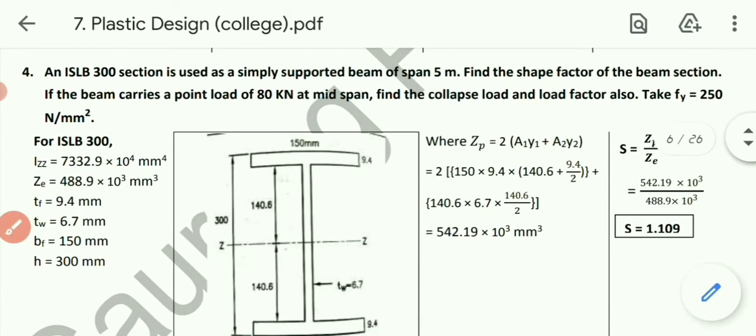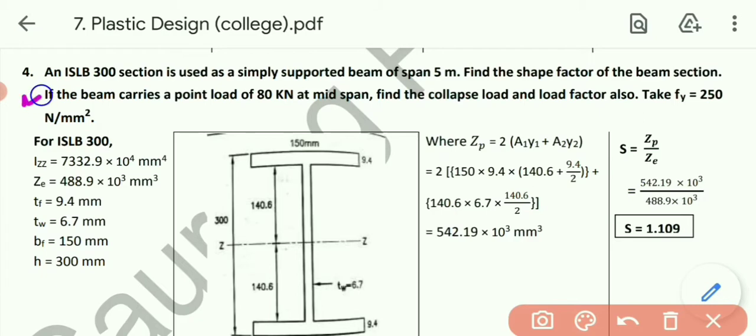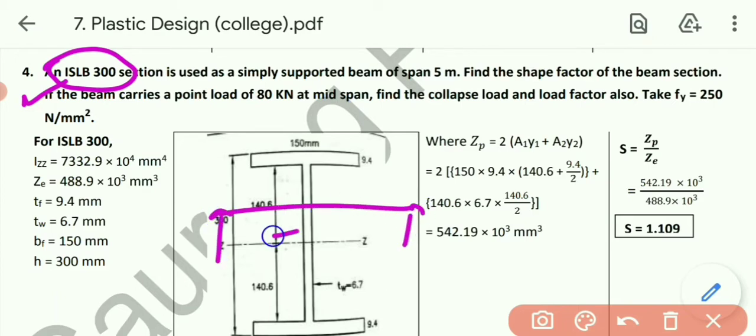So let's solve the sum. Example number 4. An ISLB 300 section is used as a simply supported beam of span 5 meter. ISLB 300 section is given, that is a roll section, and its length is given as 5 meter, simply supported beam.